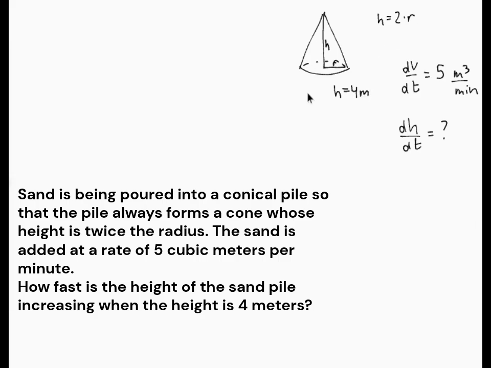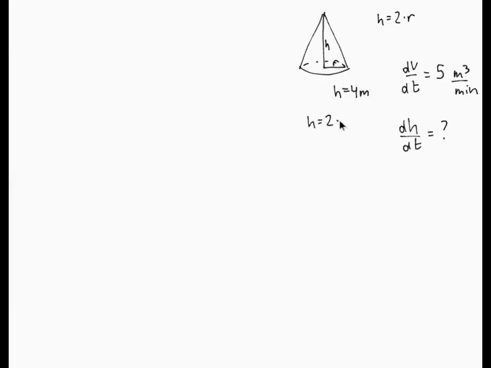Since the height of this cone is always 2 times the radius, we can use the height to solve for the length of the radius at the same instant. The radius equals h over 2, so if h is 4, that means r is 2 at that same instant. We'll also use r equals h over 2 in our volume formula.